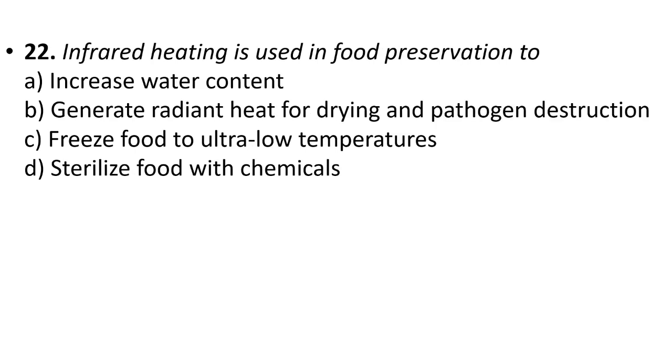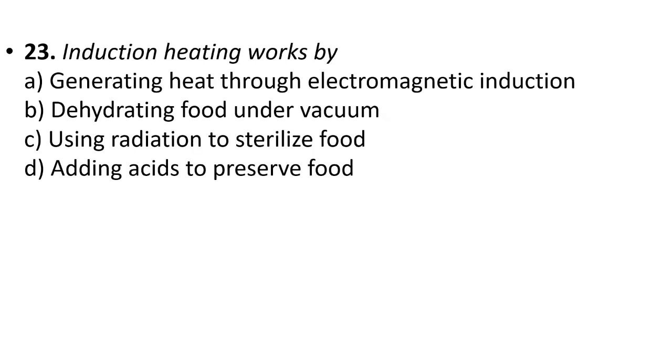22. Infrared heating is used in food preservation to: A. increase water content, B. generate radiant heat for drying and pathogen destruction, C. freeze food to ultra low temperature, D. sterilize food with chemicals. Your answer is option B. Generate radiant heat for drying and pathogen destruction.